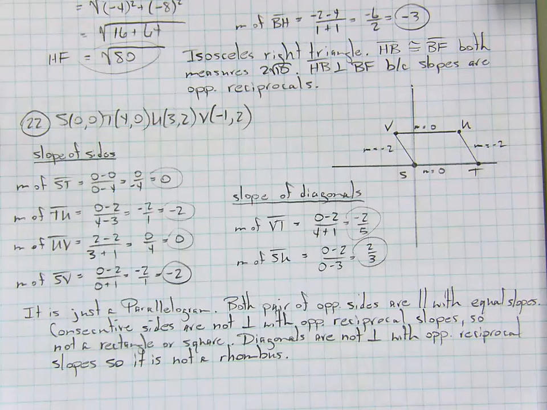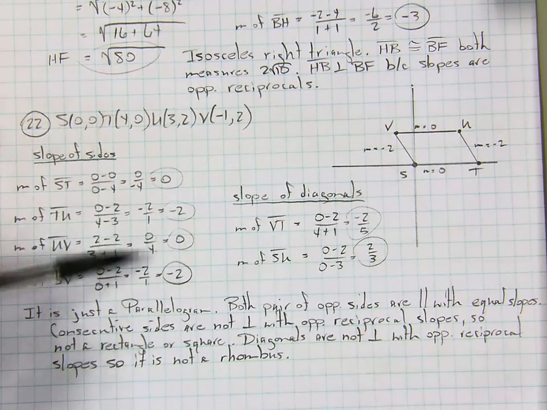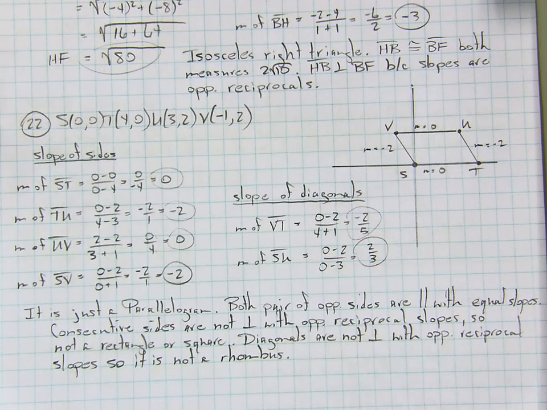And now I can look at consecutive sides, like this one, and see if they're perpendicular. Are those opposite reciprocal slopes? No. 0 and -2 are not opposite reciprocals. You can't multiply those together and get -1. So it's not a rectangle. Right now, all we know is it's a parallelogram. We know it's not a rectangle because consecutive sides, these two, they're not opposite reciprocals, so it can't be a rectangle. We don't have any right angles in this figure. Okay? So then it's a parallelogram.